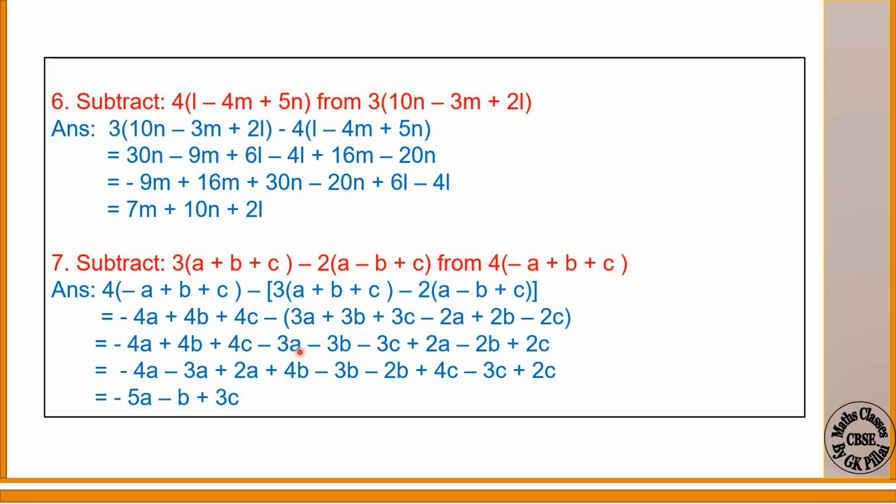Combine the like terms or open, otherwise you can open the bracket also. Open the bracket, change the signs. Now you combine the like terms. These three are a, these three are b and these three are c. When you simplify this, your final answer will be minus 5a minus b and plus 3c.